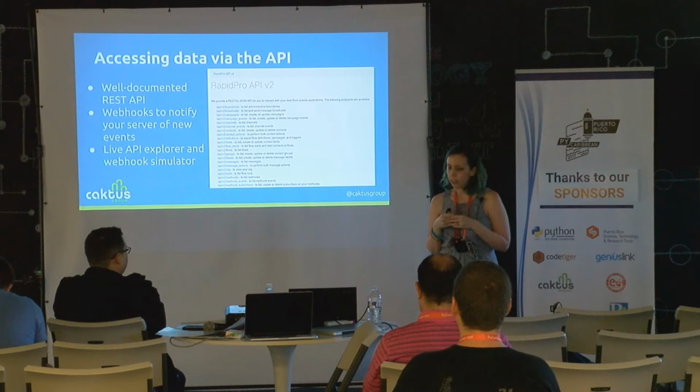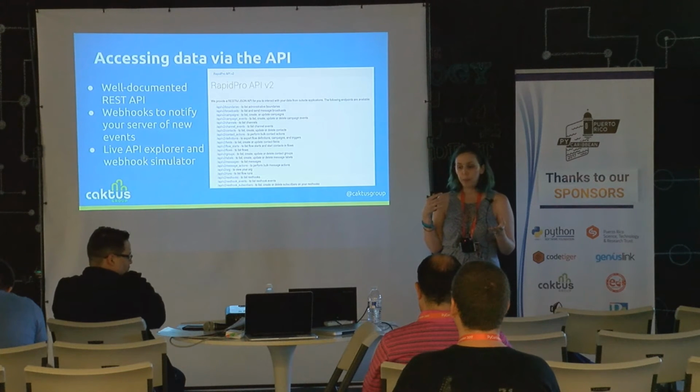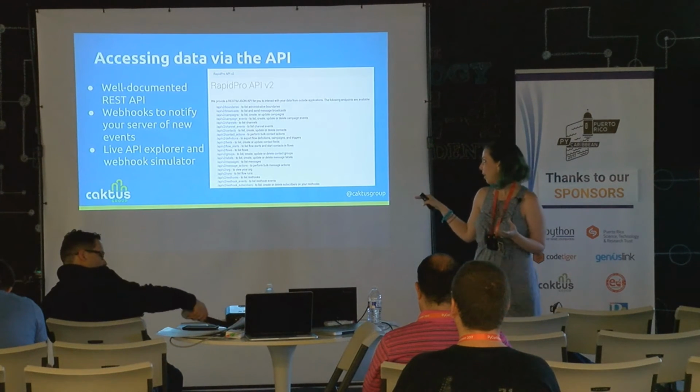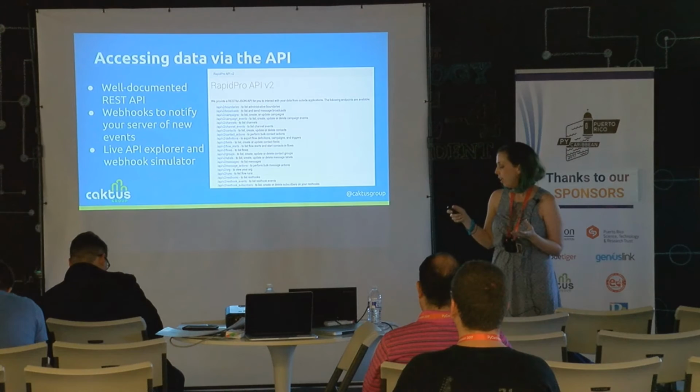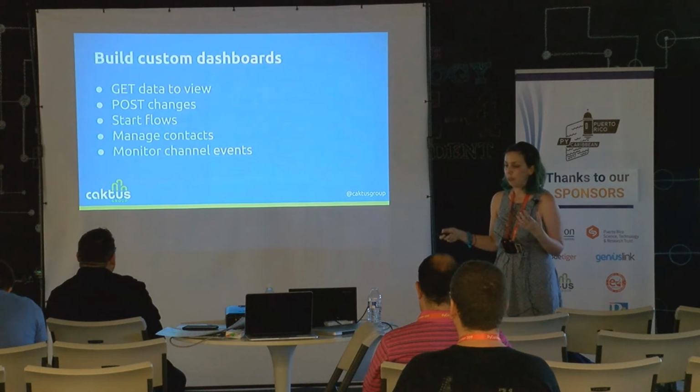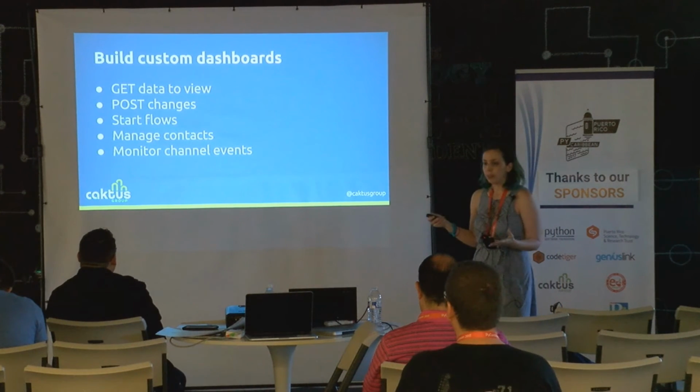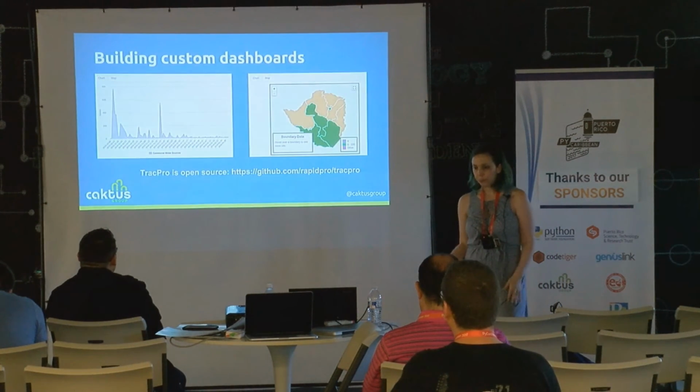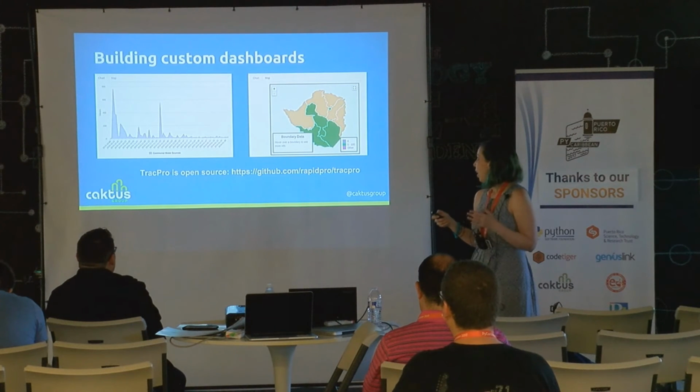You can use webhooks to notify your server of new events. And this is the live API Explorer here. This is an image of it to let you click around and see the JSON data that you'd be getting back from the API. And it's super useful if you're going to build custom dashboards, which we did at Cactus.